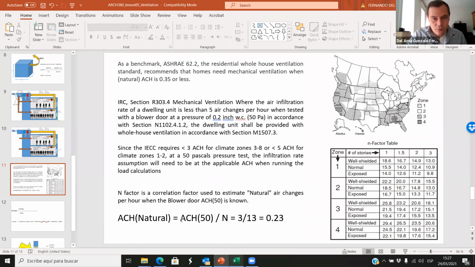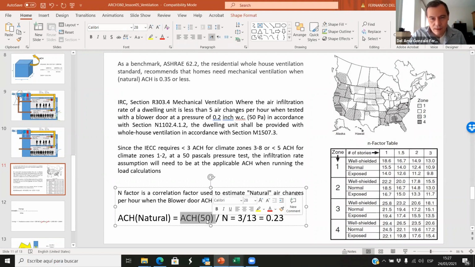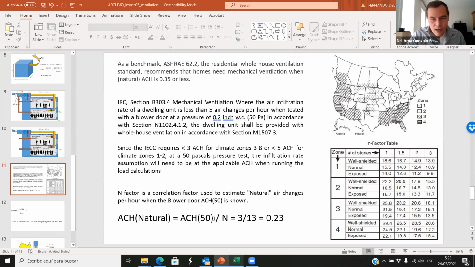And how can we go from the air changes per hour at 50 pascals? We always have this element at 50, which means 50 pascals. So how can we convert this value to the natural value? Well, we have to divide by this N coefficient. And this N coefficient comes from this table. So first we need to find out where we are.